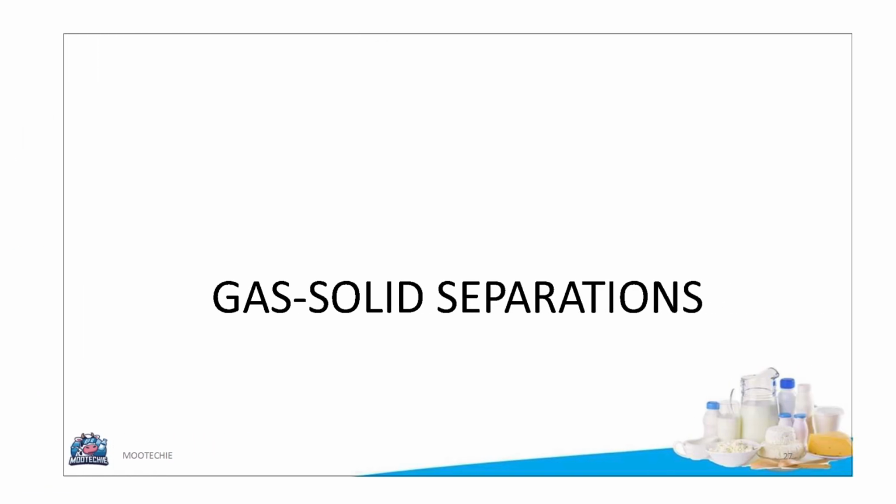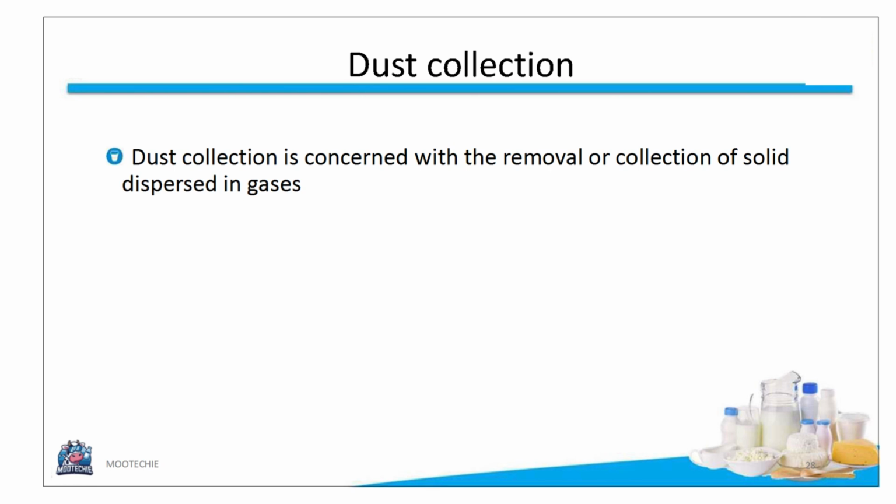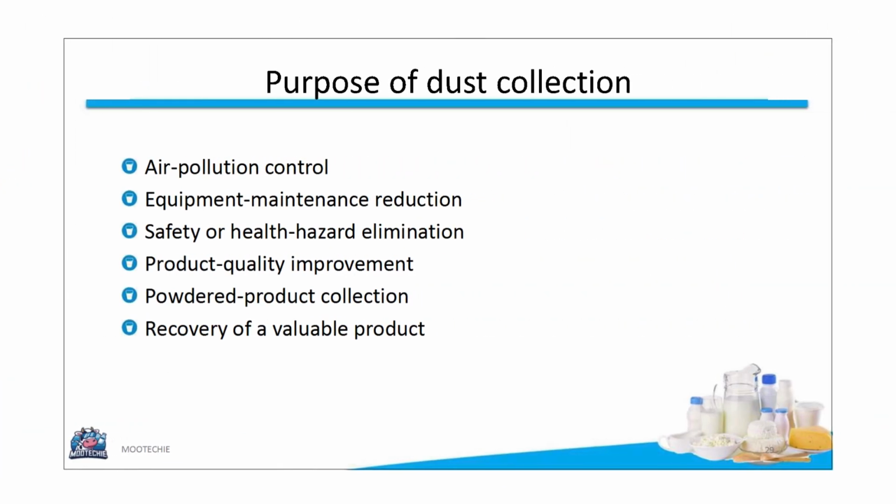We now shift to a different type of separation, gas-solid separations. This is often referred to as dust collection, which is concerned with the removal or collection of solid particles dispersed in gases. There are several important purposes for dust collection. It is used for air pollution control. It reduces equipment maintenance. It eliminates safety or health hazards. It improves product quality. It allows for the collection of powdered products. And it enables the recovery of a valuable product.